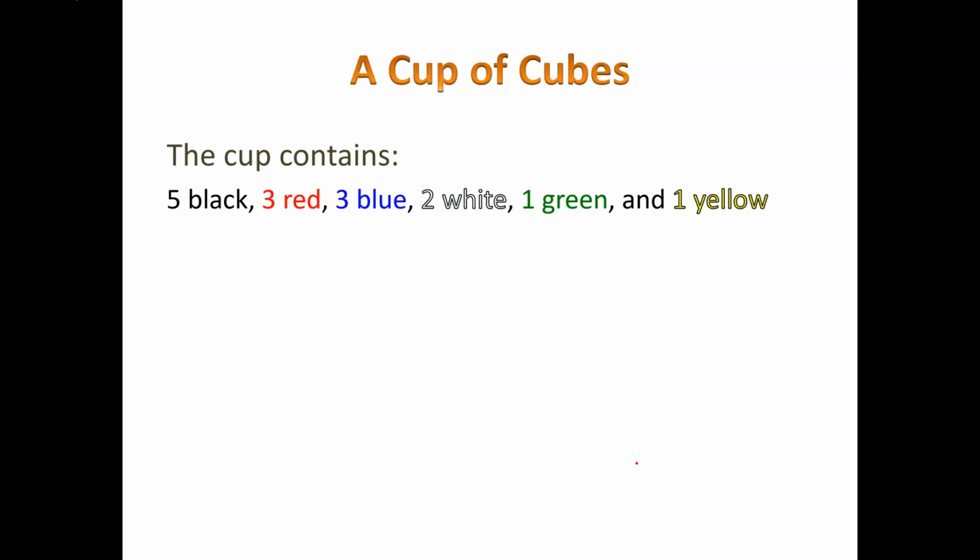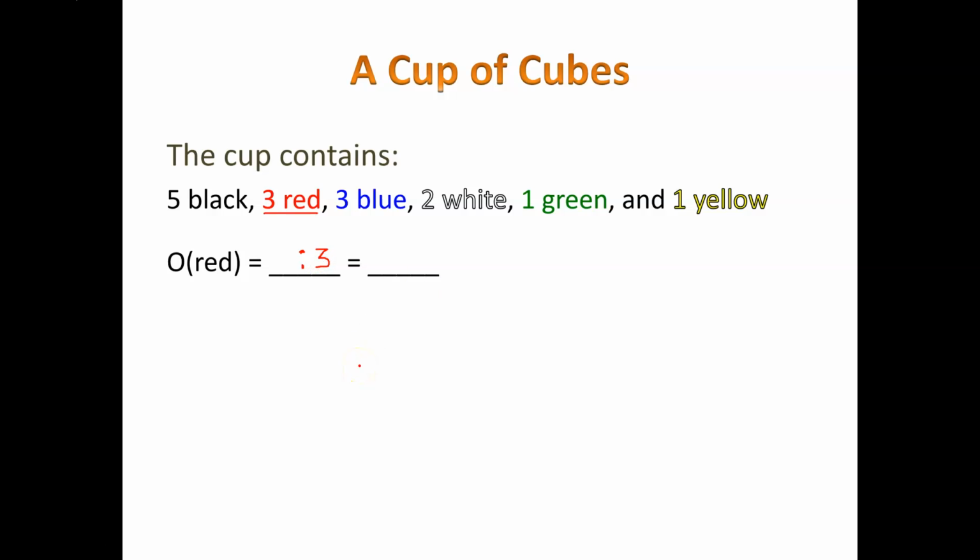Okay, moving on to my favorite example to use during the probability unit. It's a cup full of colored cubes. Just like our previous lesson, we've got 5 black, 3 red, 3 blue, 2 white, 1 green, 1 yellow. That's a total of 15 cubes. What are the odds of pulling a red? Okay, well, right away, we know that if we need to pull out a red, there are 3 reds. So 3 goes on the right-hand side.